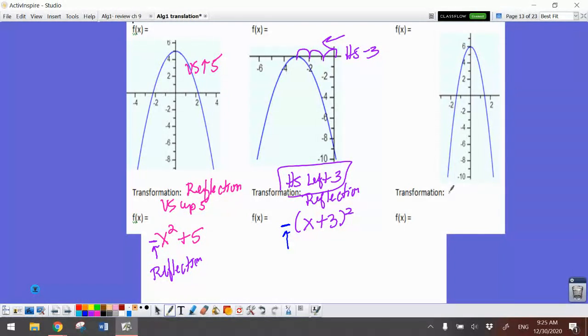What would this one be? I see it's a reflection, and I see it's a vertical shift of 6. So negative x squared plus 6. That one probably is dilated, but we're not going to deal with the dilation at this point.